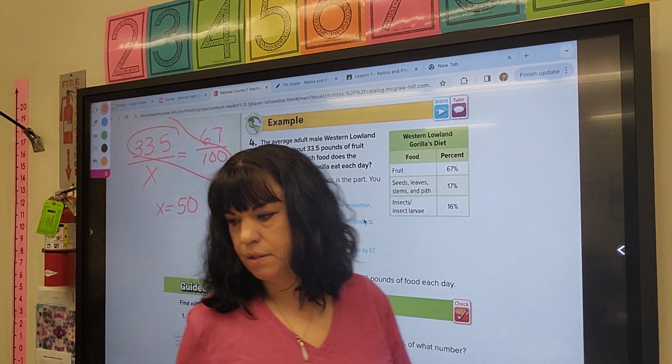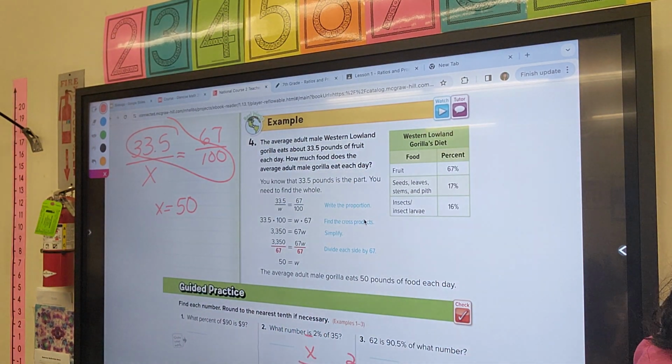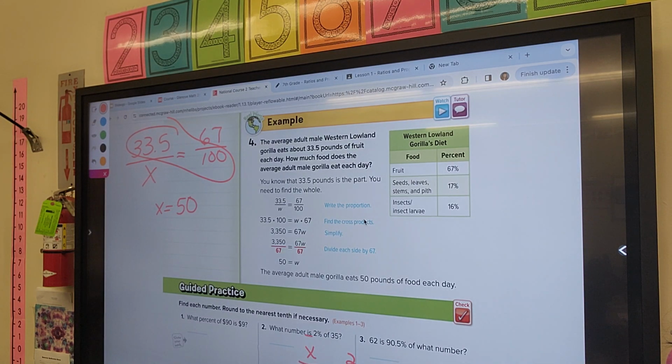Are we looking for the whole in number 1? In number 1, you're looking for the percent. It says what percent of 90 is 9.